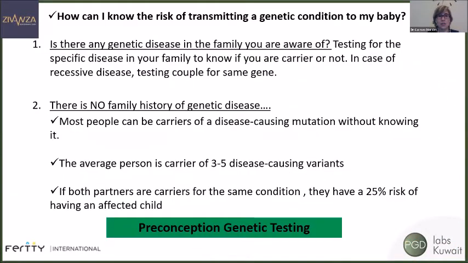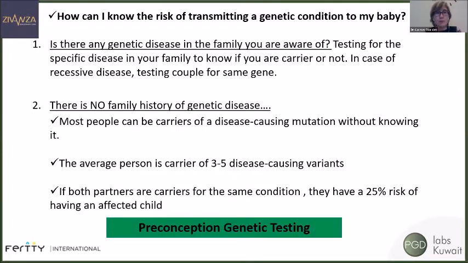Okay. So, how can I know the risk I have of transmitting a genetic condition to my children? First of all, we have the scenario where I know for sure that there is a genetic disorder affecting my family, because me or my partner are affected by a genetic disorder, or because I have other family members, for example, I have a brother with Fragile X, or my sister has a child with cystic fibrosis, etc. So I already know that there is a specific disease affecting my family.